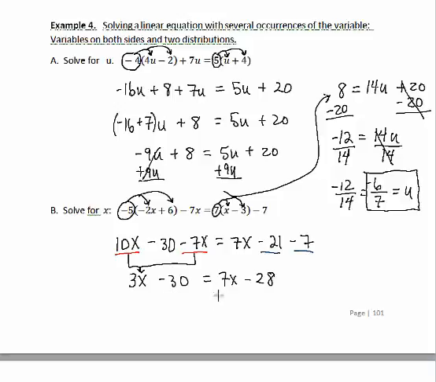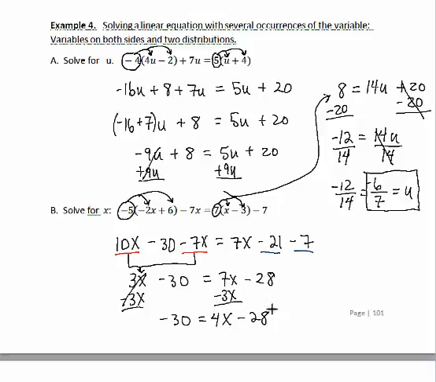And now we need to combine the x terms, and they're on opposite sides. So one of them we will have to change the sign to get it to the other side. I will move the 3x and combine it with the 7 on the right, so I'll have to subtract 3x. The 3x is canceled. 7 minus 3 is a 4x.